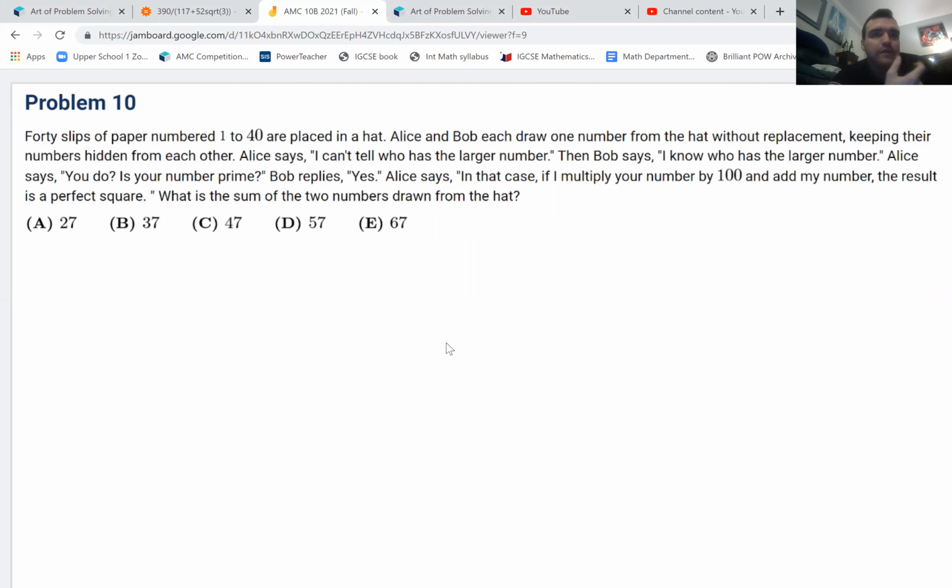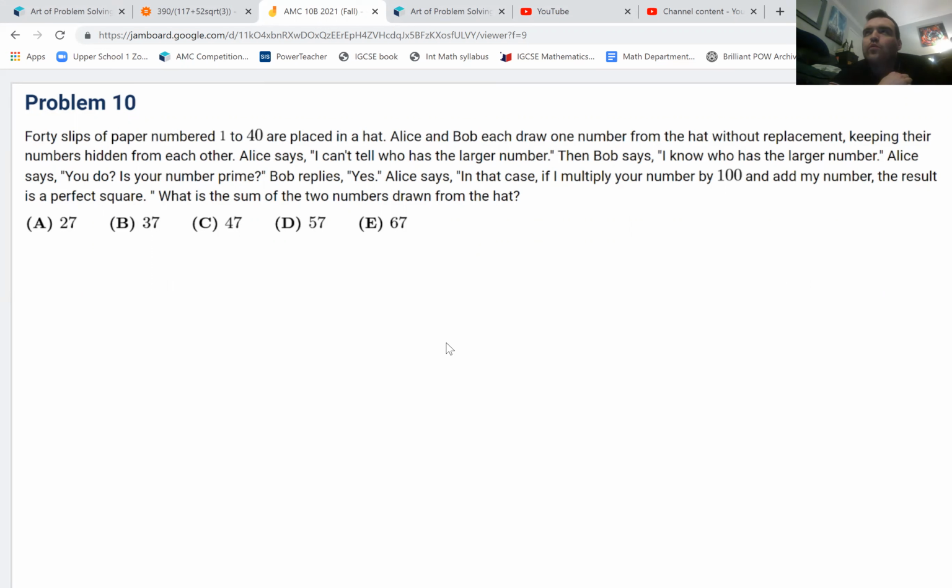Okay, so the thing you have to do with a problem like this is use logical reasoning, right? A lot of times in mathematics, and I'm always telling this to my students, it's not just about solving algebra problems or using a formula, solving an equation. Sometimes there's logical thinking involved, right? So think about it. If they each drew one number from the hat, and Alice, simply by looking at her number, cannot tell whose number is larger.